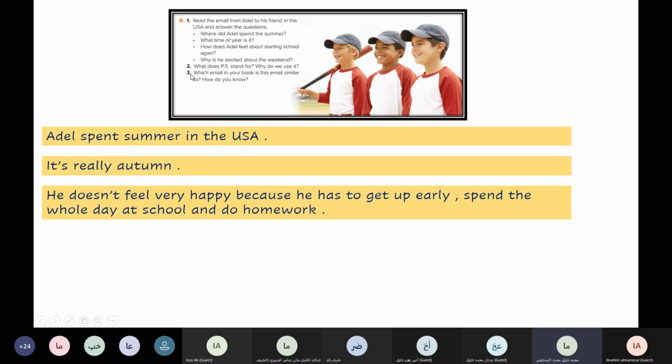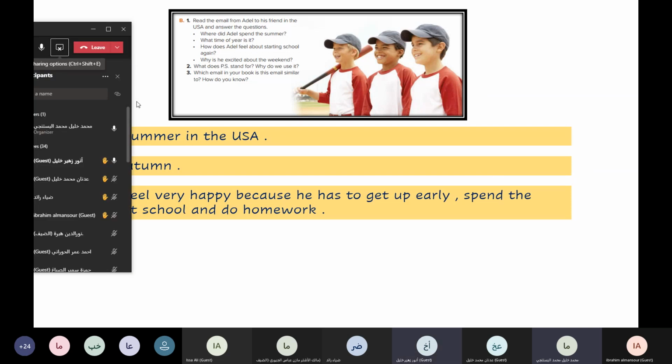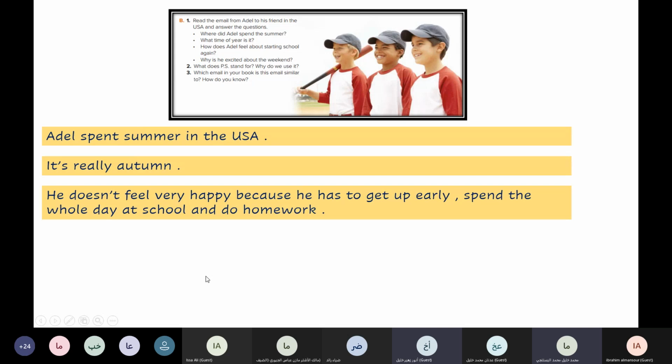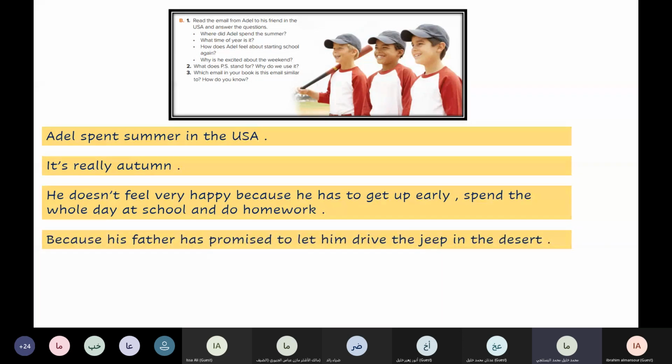Now, what about the fourth question? Why is he excited? Who can answer? Yes, Anwar? Why is he excited about the weekend? Because at the weekend he's going to spend the day in the desert with his cousins, and he's going to drive his father's Jeep. Good, because his father promised him to drive his car. Good, because his father has promised to let him drive the Jeep in the desert.